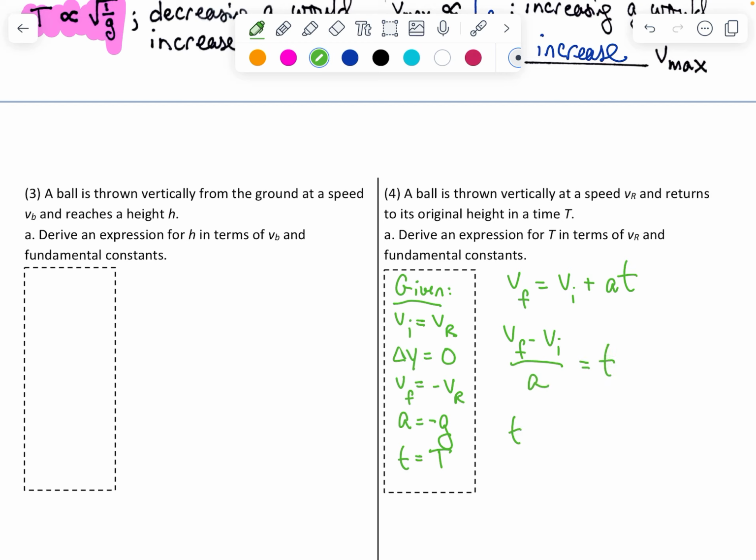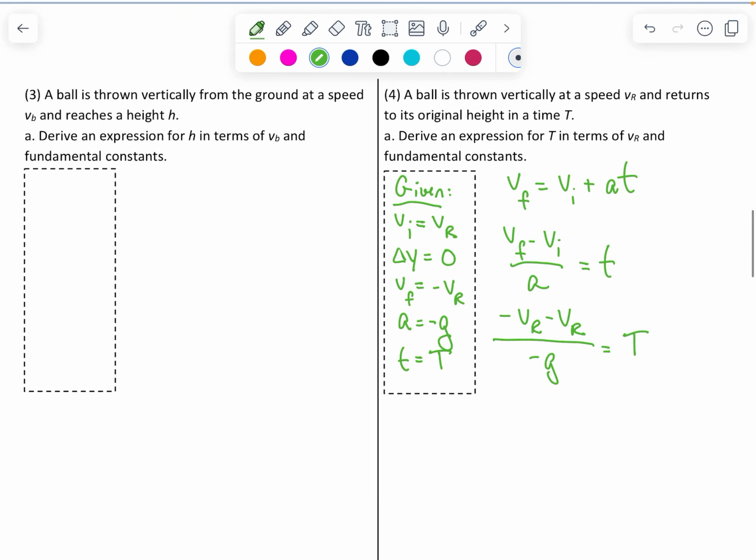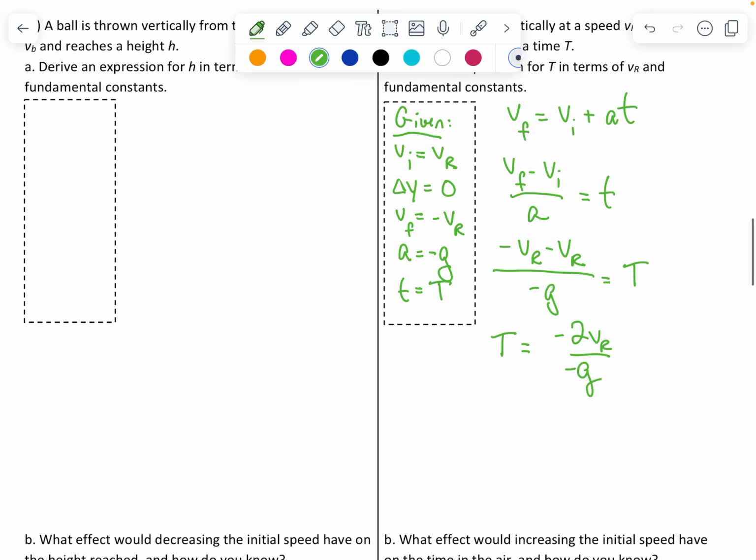Okay, now I'm going to go ahead and replace my variables with the quantities that were given. So Vf was negative Vr, minus Vr, over negative g equals t. T equals negative 2Vr over g. And so those negatives cancel out. T equals 2Vr over g.